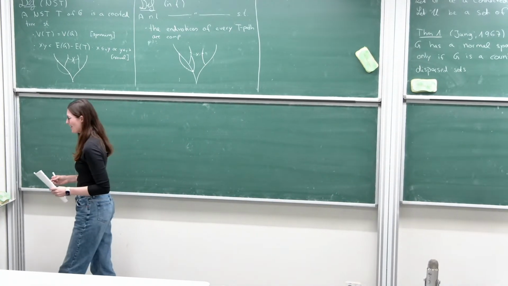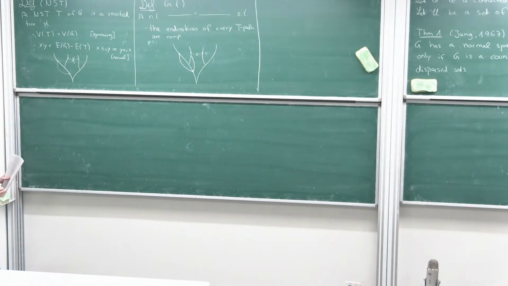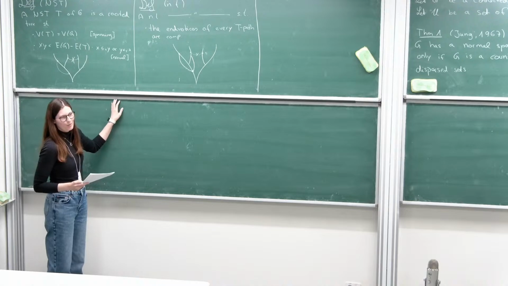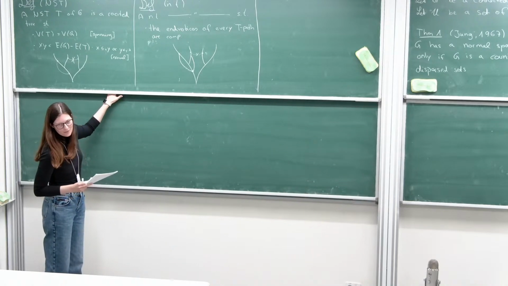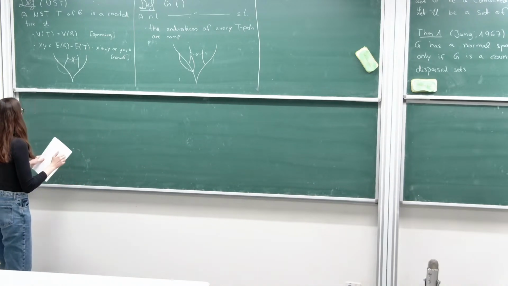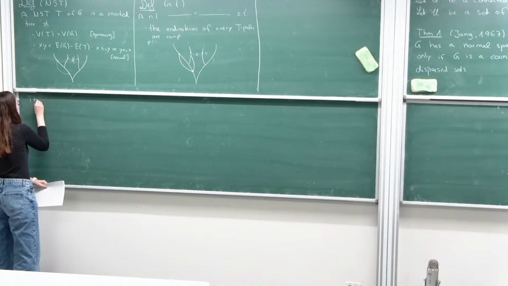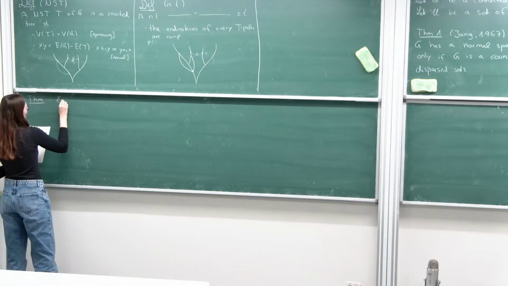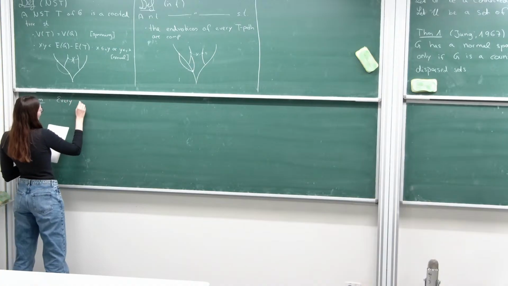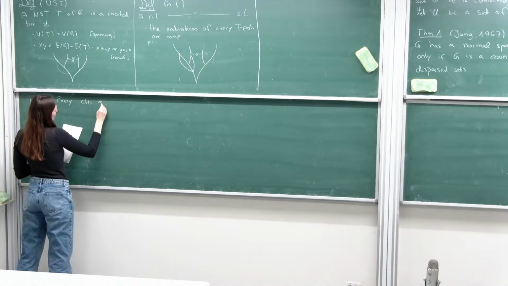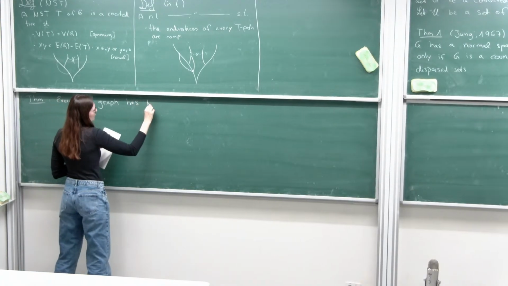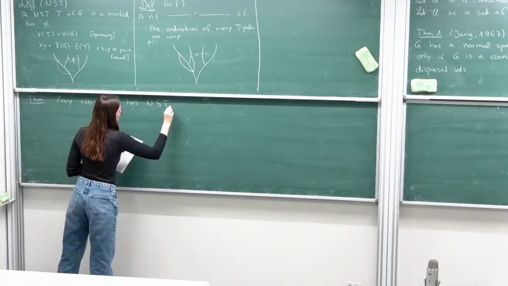And so I would like you to not only get familiar with normal spanning trees now, but I would also like to show you your first proof about an infinite graph. So let's consider the following theorem: every countable graph has a normal spanning tree.